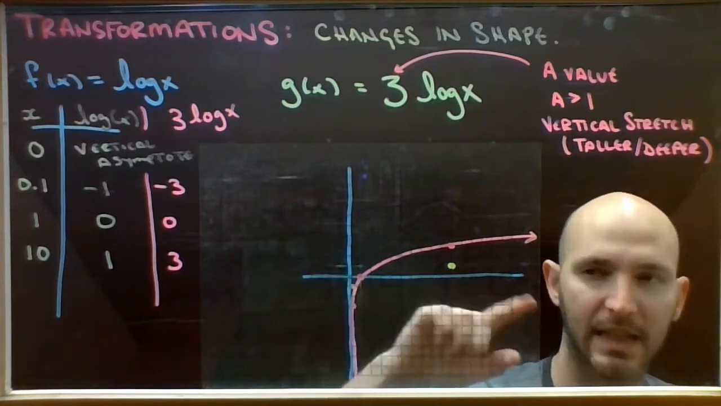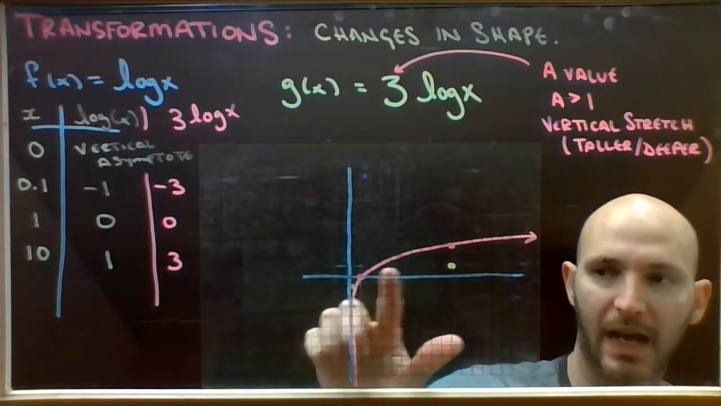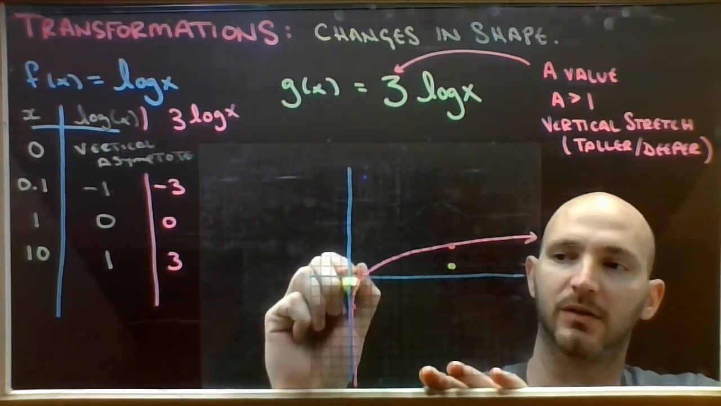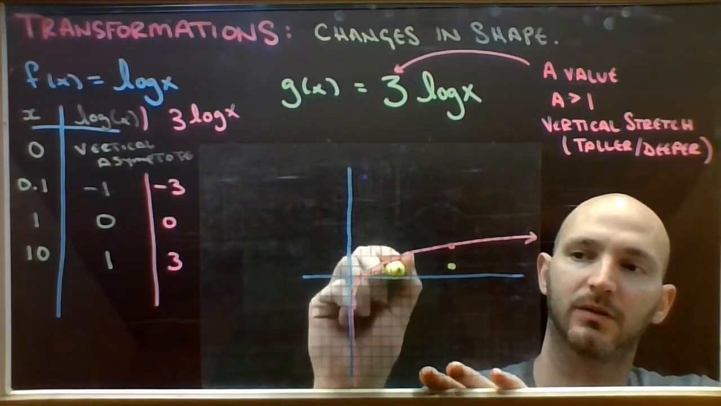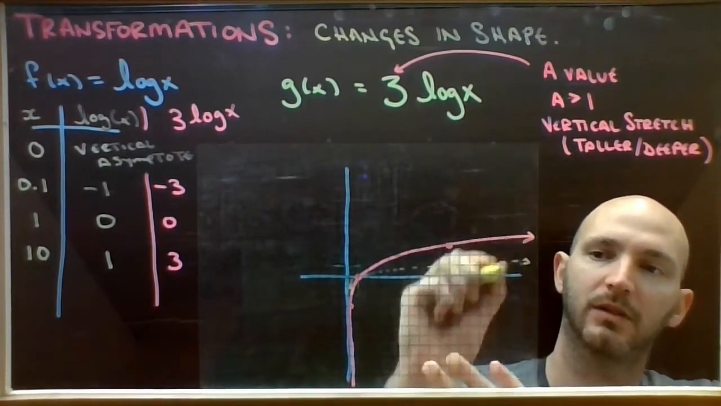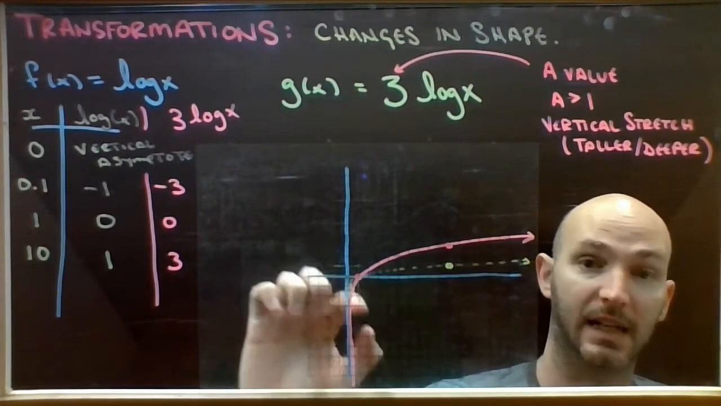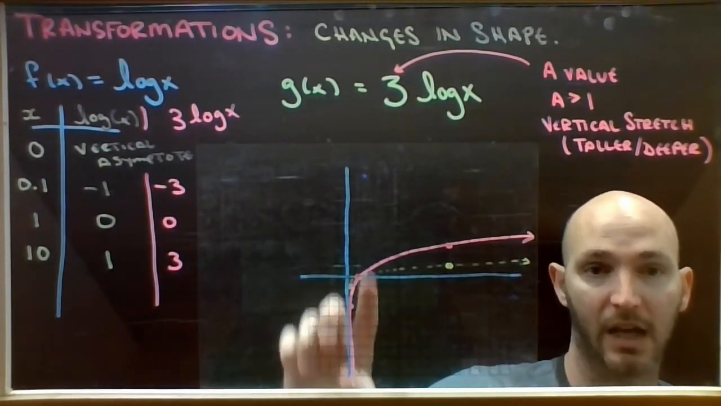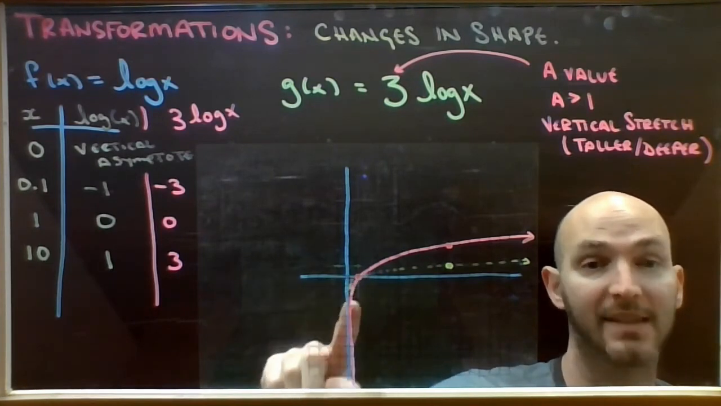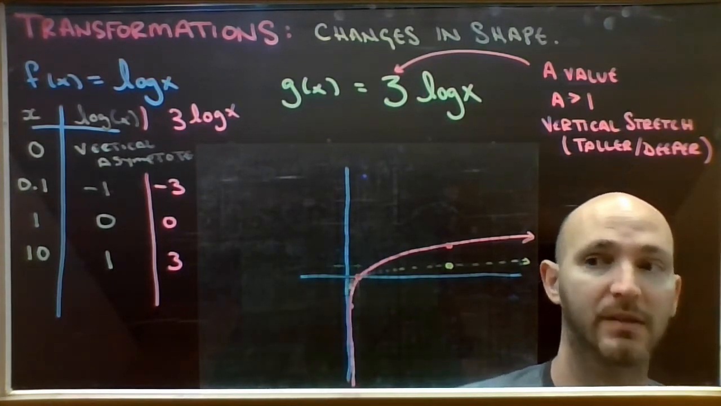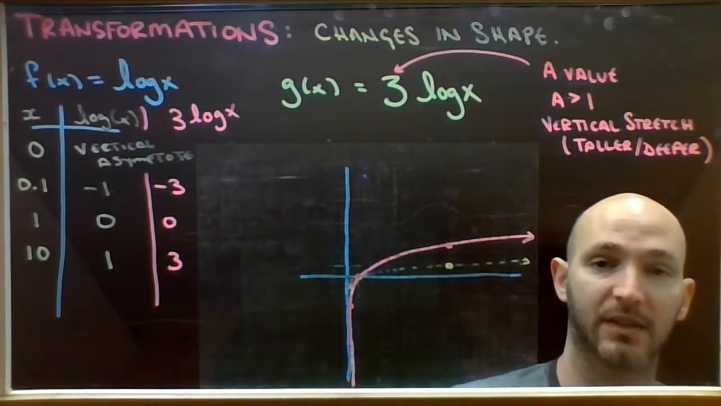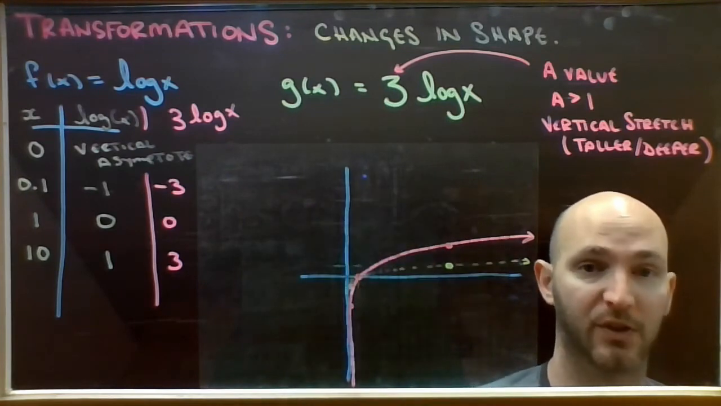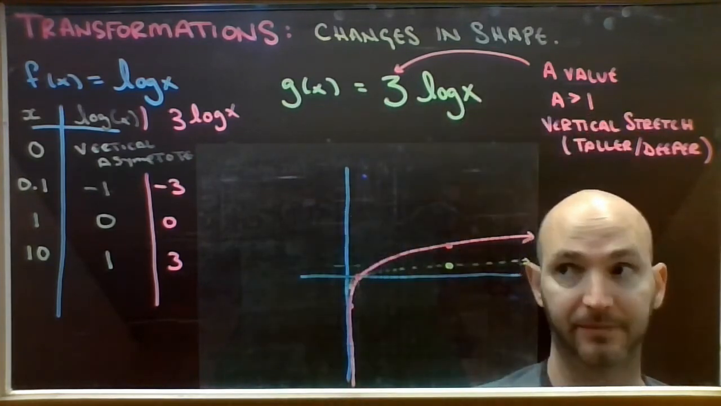So if you can see the original log passing through here, maybe I'll just dot it in for you. Do you notice that on this side of the intercept, the pink line, the transformed logarithm, is deeper than the original was? And on this side of the intercept, the transformed function is taller than the original was, as predicted up here.